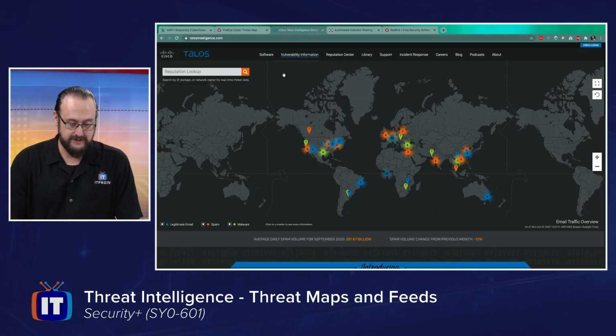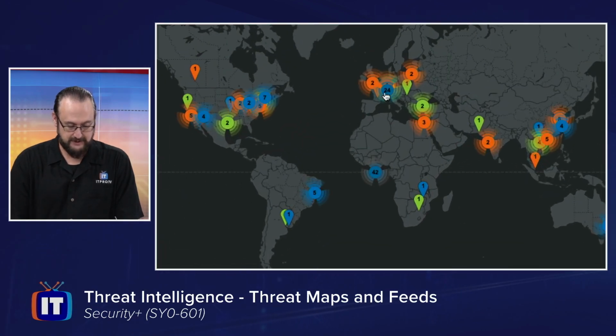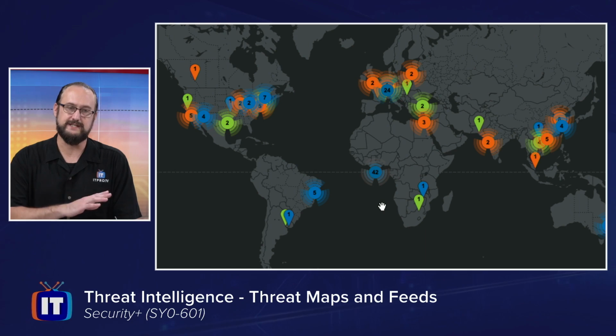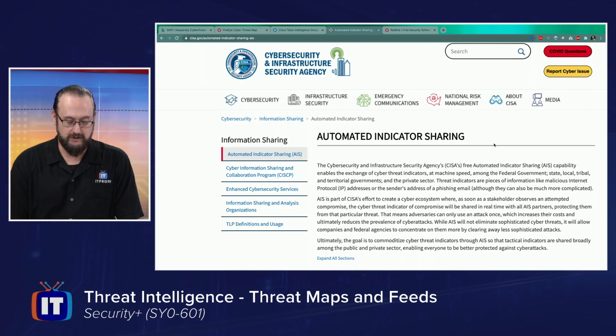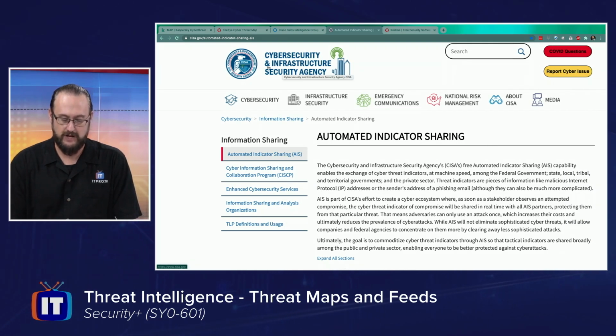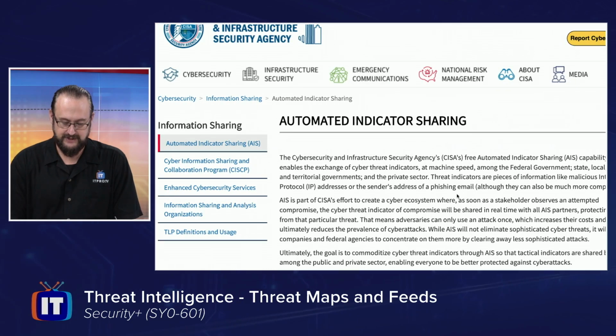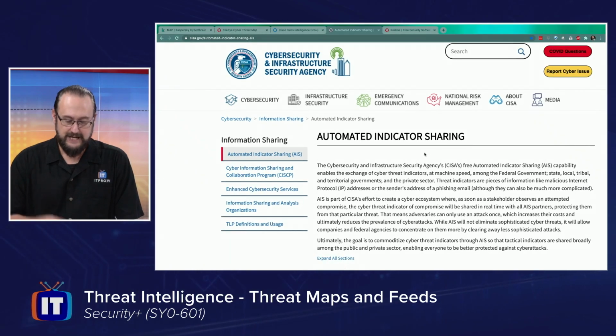Another one that's really big is Cisco's Talos. This just happens to be Cisco's Talos. I brought this one up. We'll put all these links in there because I have a couple more that I'm not showing, just for the sake of time. And if you want a little bit more information on automated indicator sharing, this is the Cybersecurity and Infrastructure Security Agency, and they've got a lot of good information on automated indicator sharing.